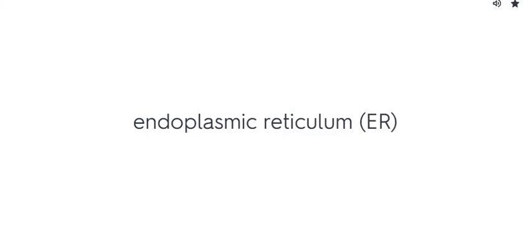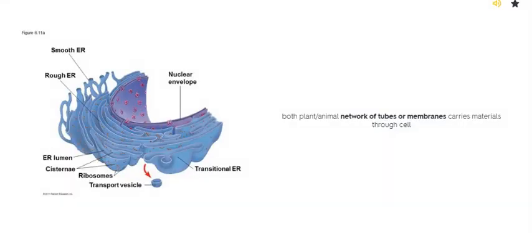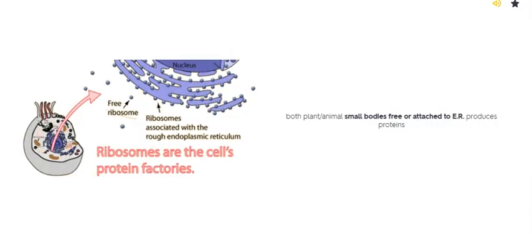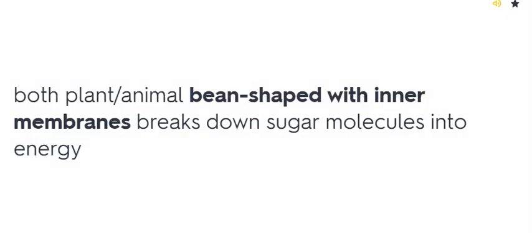Endoplasmic reticulum. Both plant-animal. Network of tubes or membranes carries materials through cell. Ribosome. Both plant-animal. Small bodies free or attached to ER, produces proteins. Mitochondrion. Both plant-animal. Bean-shaped with inner membranes, breaks down sugar molecules into energy.